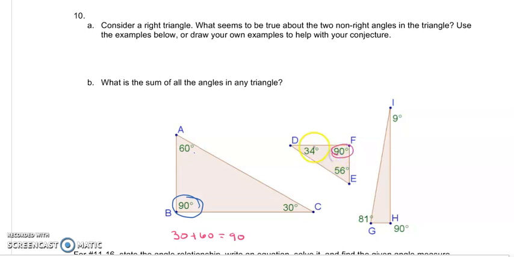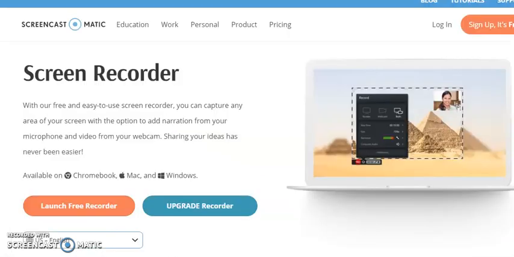Here's my right angle, so my non-adjacent angles, 34 plus 56 also equals 90. Here's my right angle on this one. Let's test it out. 81 plus 9 equals 90. Yeah, we are seeing that the two non-adjacent or non-right angles are complementary.